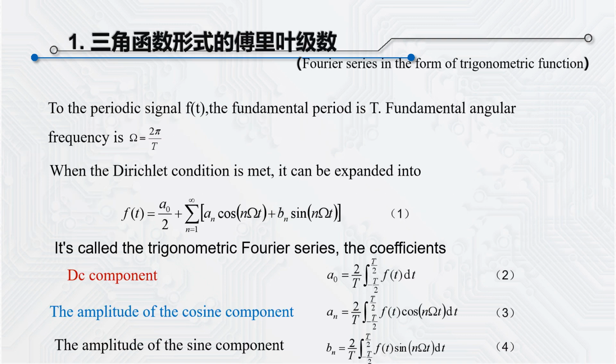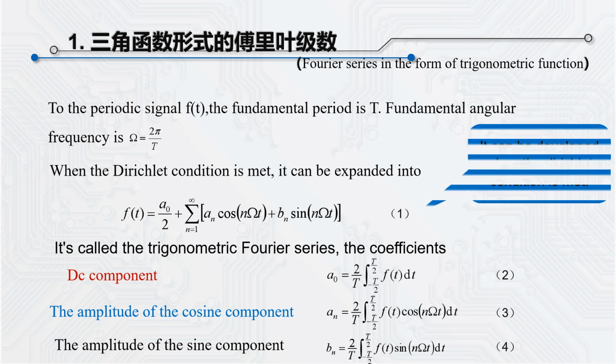We know from the theory of complex variable functions that when the periodic signal f(t) meets the Dirichlet condition, it can be expanded into Equation 1, which expresses the Fourier series in the form of trigonometric functions. Here, the period is T and the fundamental frequency is omega. Formula 1 is called the trigonometric Fourier series.